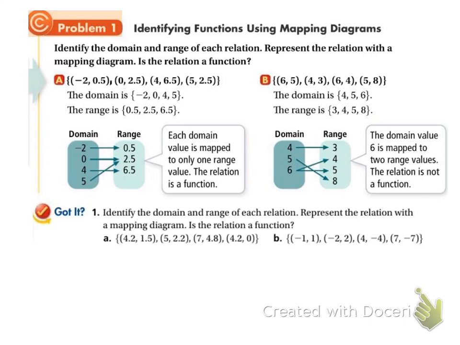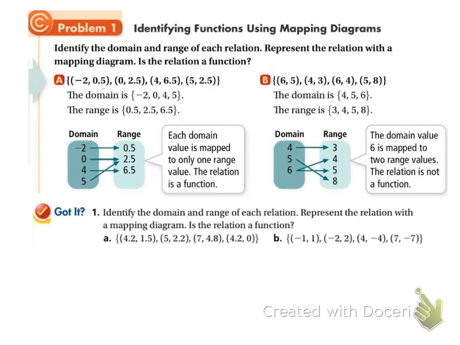So the domain, we write it out in order, and we only need to write the numbers once, right? This is like a set. So it's -2, 0, 4, and 5. And then the second number, my y, that's my range. Again, we write that out in set notation, and we only write it once. You can see that I only wrote 2.5 once.